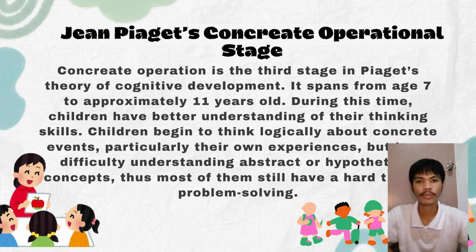So the concrete operational stage identified by Jean Piaget occurs between ages 7 and 11, where children begin to think more logically about real life situations. At this stage, children develop better reasoning skills but struggle with abstract and hypothetical ideas. Their thinking becomes more organized, allowing them to solve problems based on their concepts.